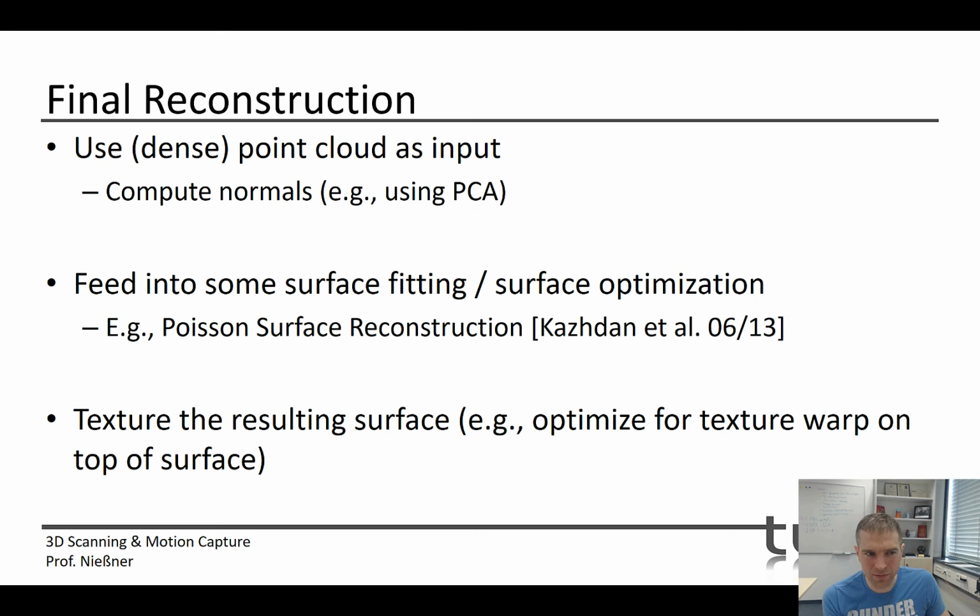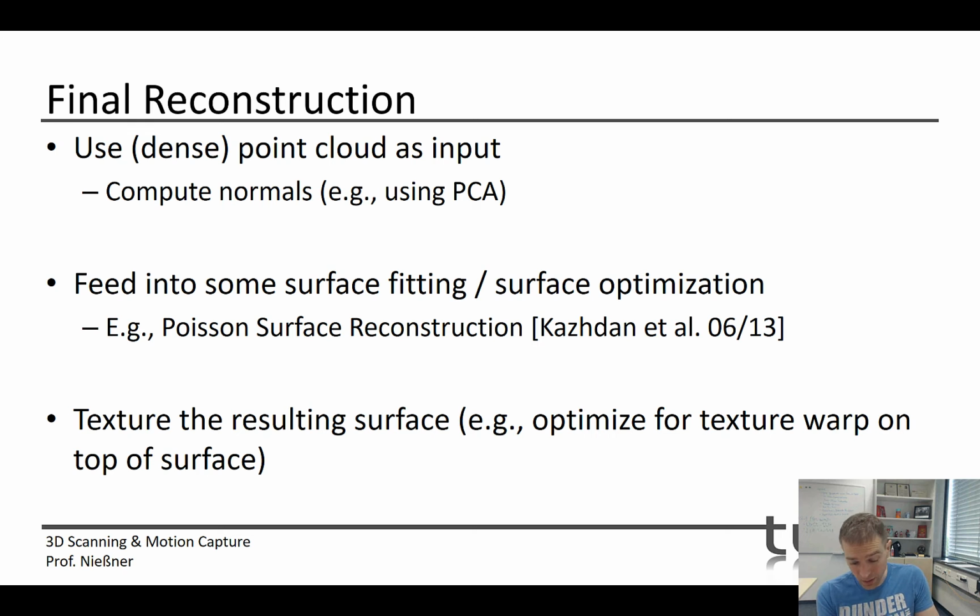And then what you do is you feed these dense point clouds with the normals into surface reconstruction, surface fitting methods, for instance, the Poisson surface reconstruction. And once you have the Poisson surface reconstruction, you get a triangle mesh out of it, and then you can texture the final surface. Let me actually write this down. Maybe we can have an exercise about normal estimation from point clouds, but this is important.